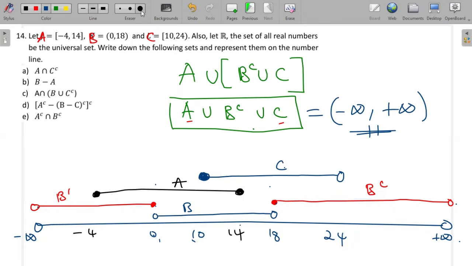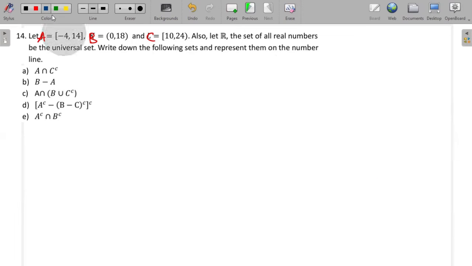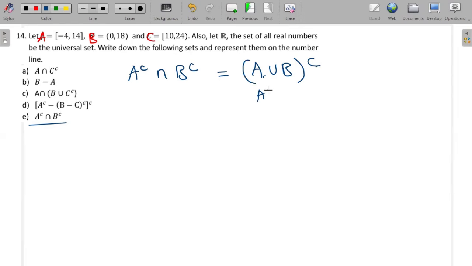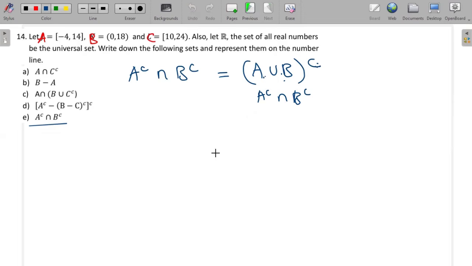Okay, we can solve the last one. So the last one, we're going to use De Morgan's laws to be very easy. We solved a similar question on the previous. So A complement intersection B complement. But by De Morgan's laws, it's the same as A union B and then complement outside. So when you distribute the complement to this, it becomes A complement, the union becomes intersection, and B becomes B complement. And it's the same question that we had here.